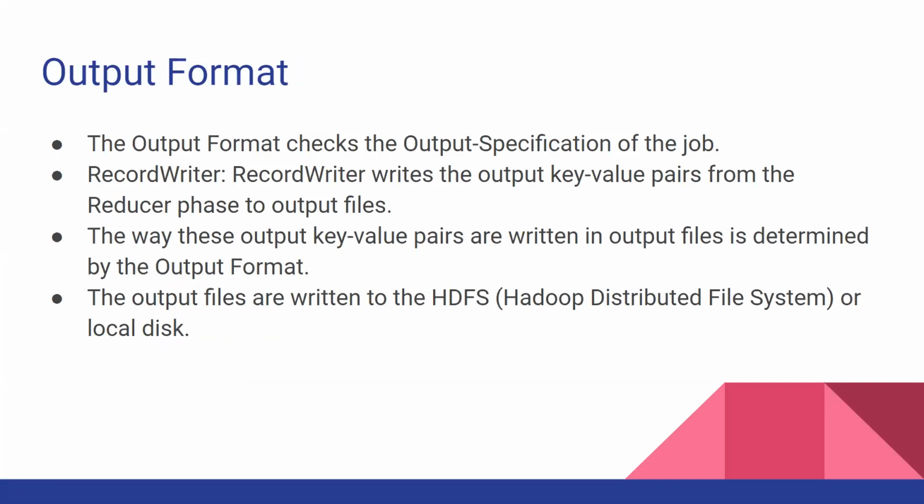So I'll be explaining output formats. Output formats are very similar to the input formats as explained by Ayman. Put simply, the output format checks the output specification of the job. Now, before getting into that, we should know what a record writer is. A record writer writes the output key value pairs from the reducer phase to the output files. The way these output key value pairs are written into the output files is determined by the output format. The output files are written either to HDFS, the Hadoop Distributed File System, or even to the local disk.